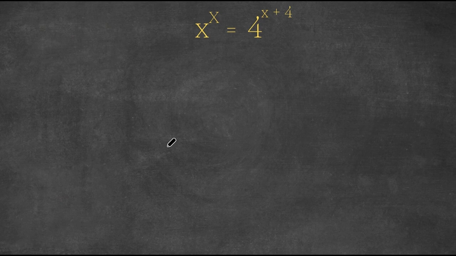In today's video, I'm going to be teaching you guys how to solve this exponential equation. So we have x to the power of x equals 4 to the power of x plus 4. And our first step is to expand our right-hand side of this equation here. So we have 4 to the power of x plus 4.